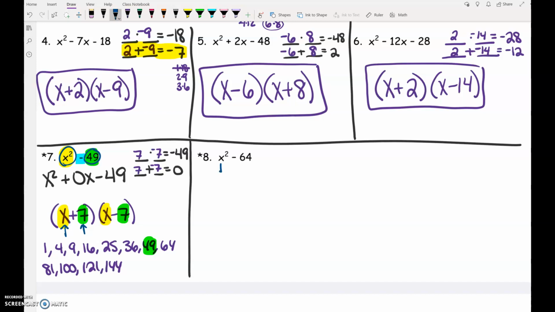X squared is the perfect square of x. 64, what number times itself is 64? That would be 8. The factored form would be x plus 8, x minus 8. If you were to multiply this out, you would end up with the terms 8x and negative 8x, which would cancel each other out, leaving you with just x squared minus 64.